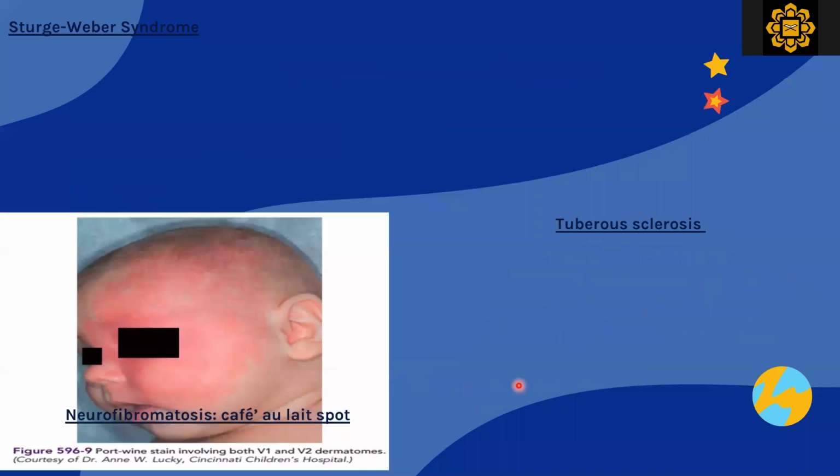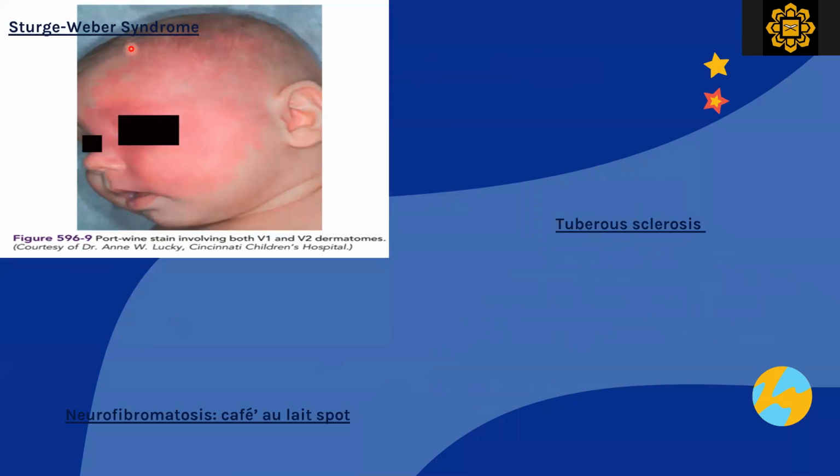So this is the picture. This is Sturge-Weber syndrome. This is the distinctive port wine stain on the forehead, scalp, and around the eye. This stain is a birthmark caused by an overabundance of capillaries near the surface of the skin. So that's why it becomes red.